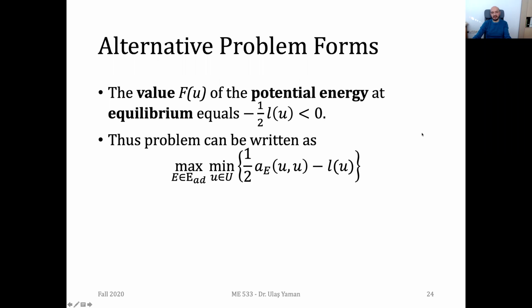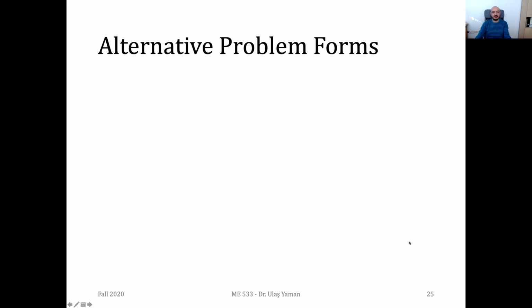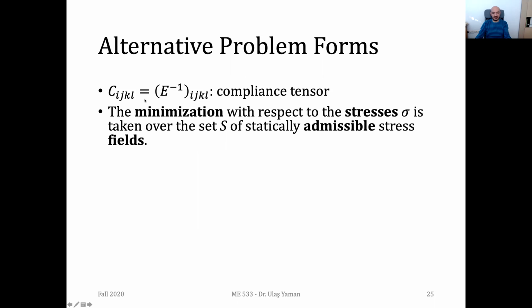We can represent this problem in a different way, like this one. We are trying to minimize the potential energy. Or if you want to formulate the same problem in terms of stresses, that will be the expression. In that expression, we have the compliance tensor instead of the stiffness tensor. This time we are using the compliance tensor, and here we have stresses. While we are trying to minimize stresses, they should belong to an admissible stress field.